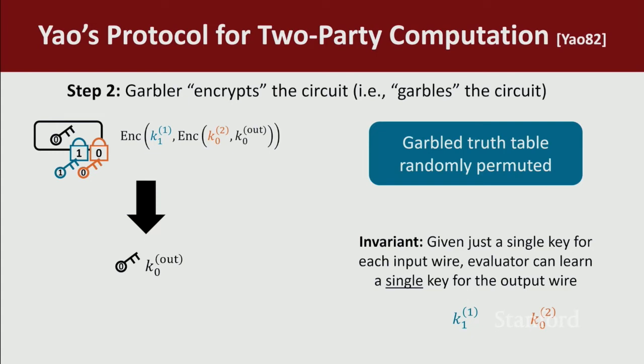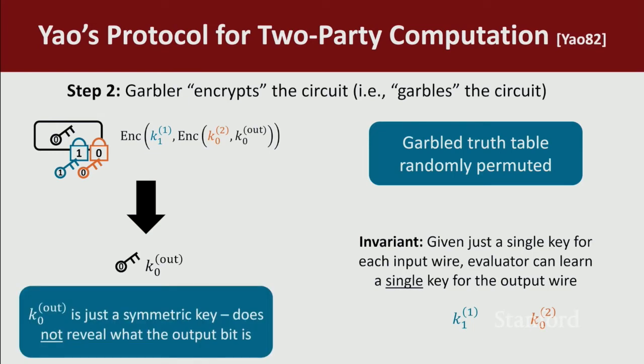So if we ensure that the evaluator has exactly 1 key for every wire in the input layer, the construction of the garbling process ensures that the evaluator can essentially learn 1 key for every wire in the intermediate circuit as well as the output circuit. And this is what allows the evaluator to perform the evaluation process.